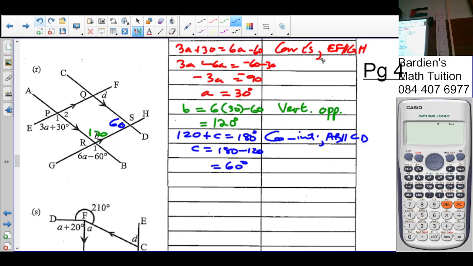Now what can be worked out? D. How can you calculate D? Alternate angles. So D is equal to 60 degrees, and the reason here is alternate angles, with EF being parallel to GH. Okay? Any confusion there?